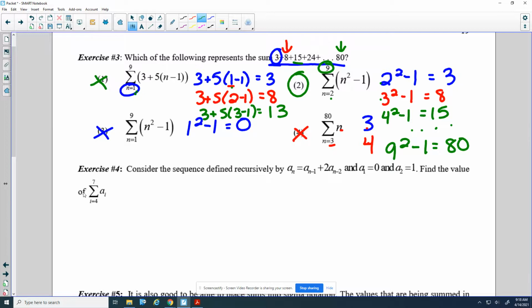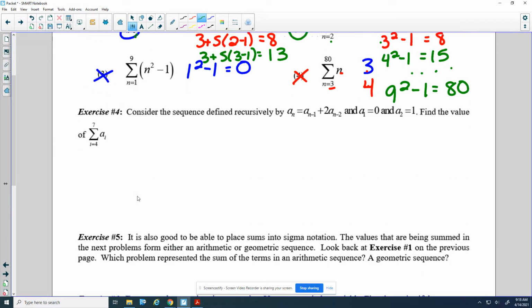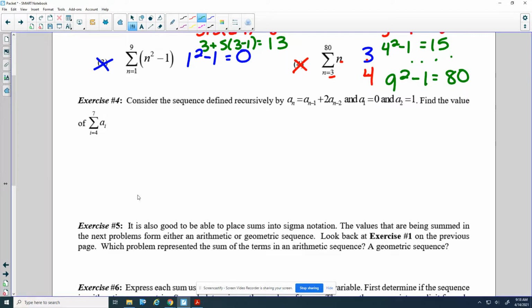So our last question on this video, I'm going to do exercise 5 and 6 on a different video, is just a little look at recursion and connecting recursive definition to a summation. Now this is an extension question, but it is good to look at. So here it says I want to add up this expression plugging in a 4 through a 7.